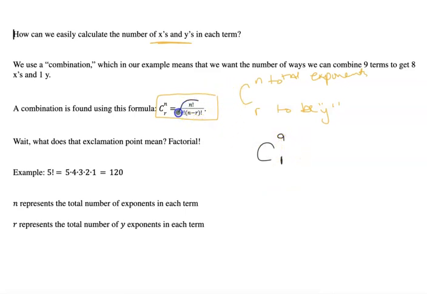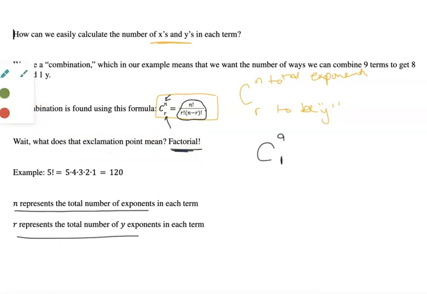So this formula here is the formula to get the coefficient for each term. N, again, is the total number of exponents, and r is the number you're assigning to the second term, which in our case is the y term. So that's what I wrote down here. N is the total number of exponents. R is the total number of y exponents, or the exponents with the second term. This exclamation point means factorial.